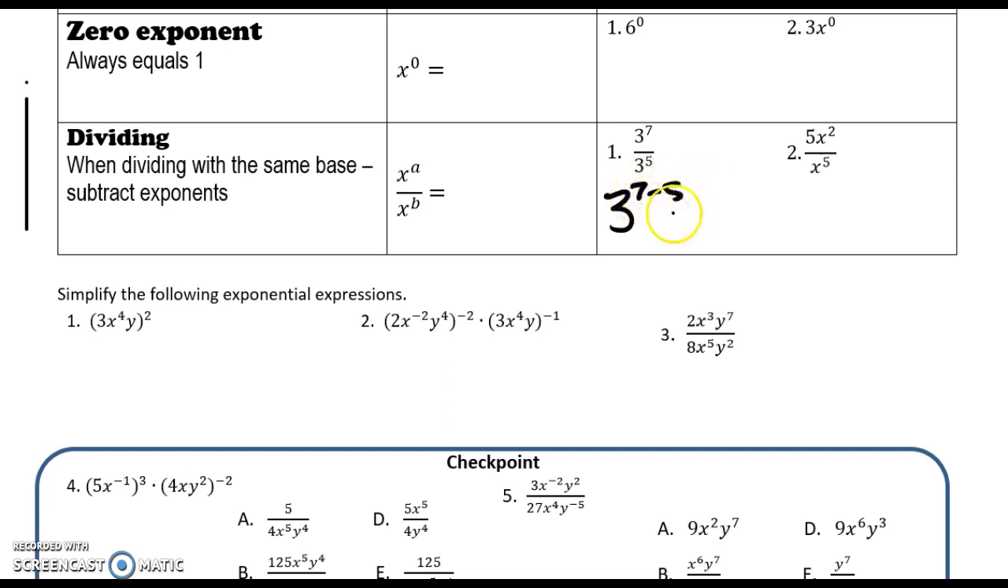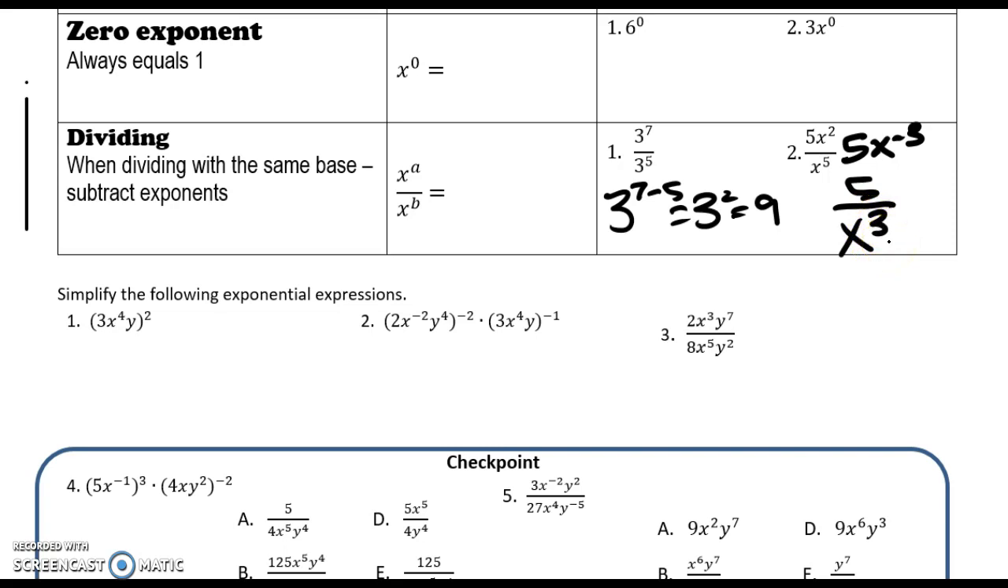3 to the 7 minus 5 is 3 squared, which is equal to 9. Up here you have 5x to the 2nd divided by x to the 5th. So x to the 2nd, you subtract 2 minus 5, which is x to the negative 3rd. Can't leave it as a negative exponent, so it's 5 over x to the positive 3rd.